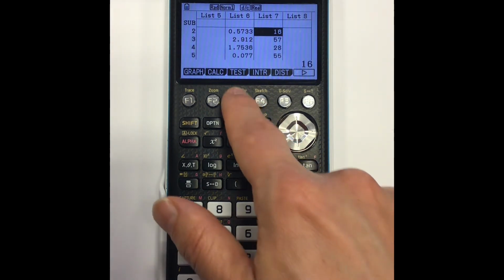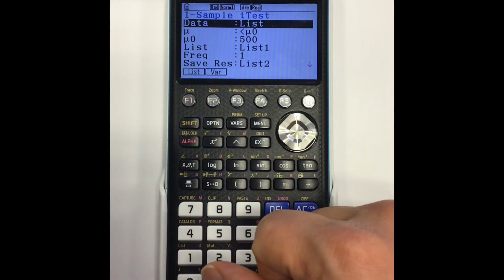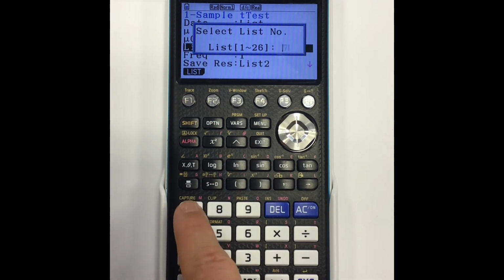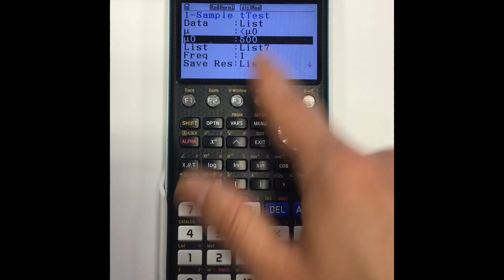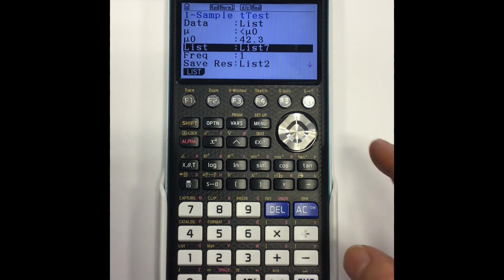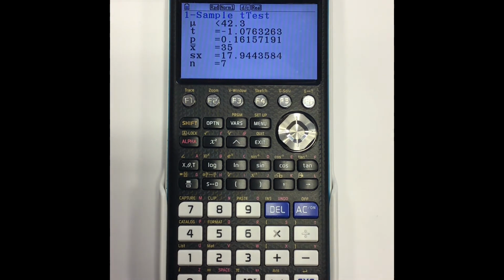Let's go to the test statistic. T-test, 1 sample. It's going to be from list 7. All right, we want less than this. What is our null hypothesis? The mean is 42.3. And then we are going to test this at 10%. The alpha is 10%.